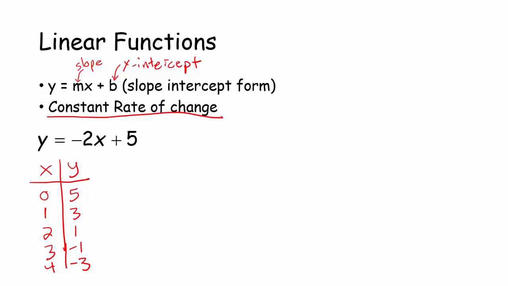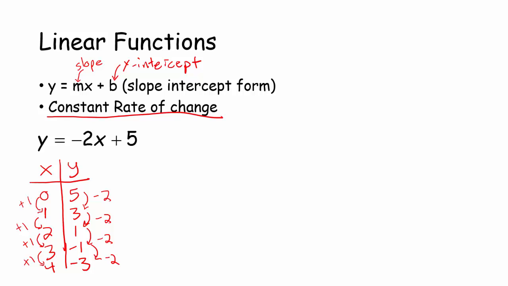Now let's look at this table. On the left side of the table, I have x going up in increments of 1, all the way down the table here, from 0 to 1 to 2 to 3 to 4. X is going up by 1. But what's happening with the y values? Y is going down by 2.